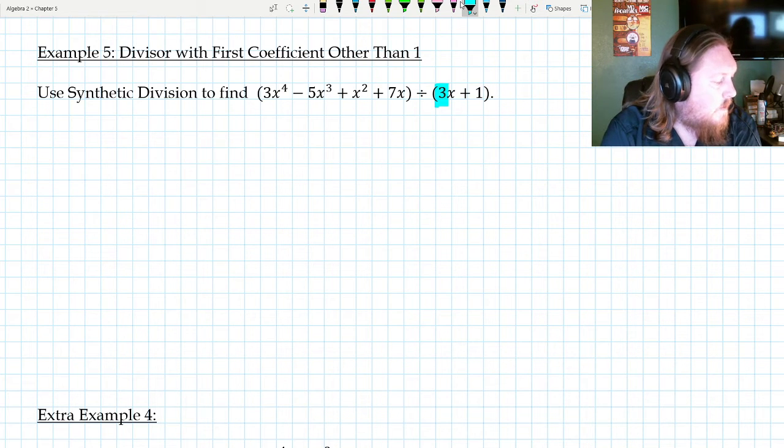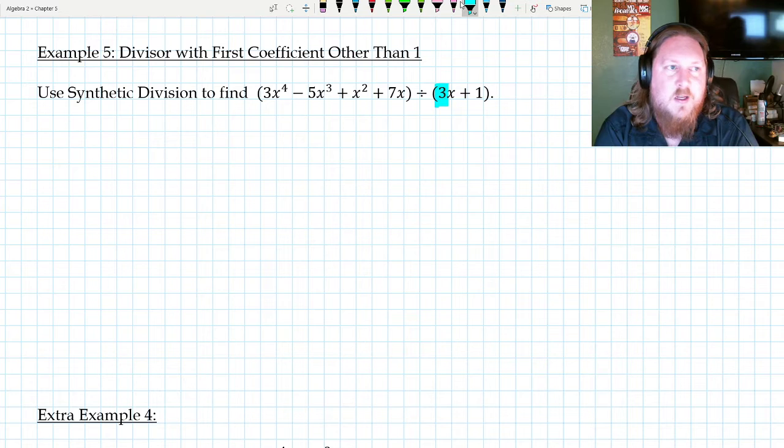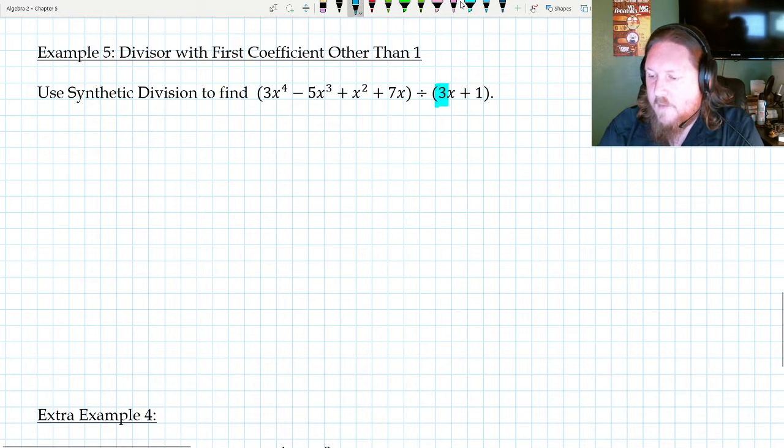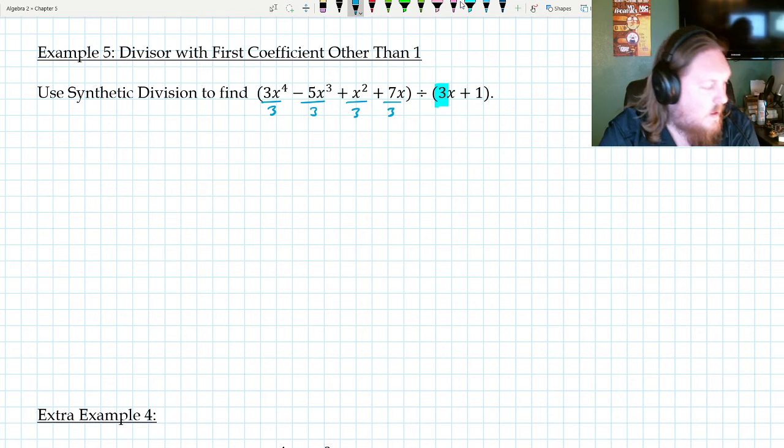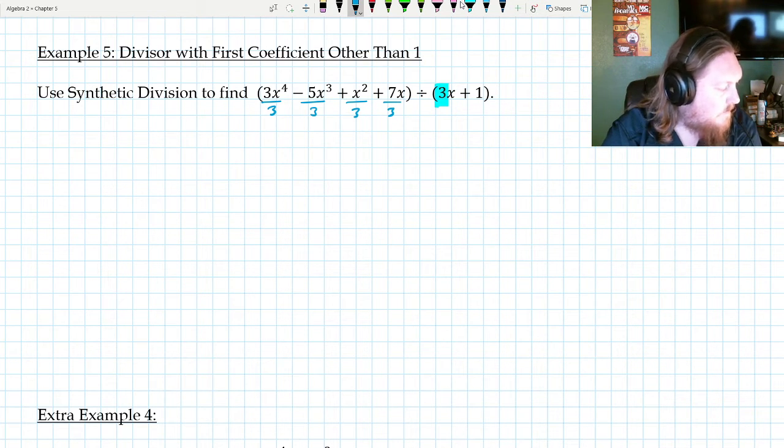So what we do is something kind of odd. I'm going to take every single term in the binomial that we've got, and I'm going to divide it by 3. So each one of those things is getting divided by 3, which is going to give me a lot of fractions. But that's okay, we can handle it.